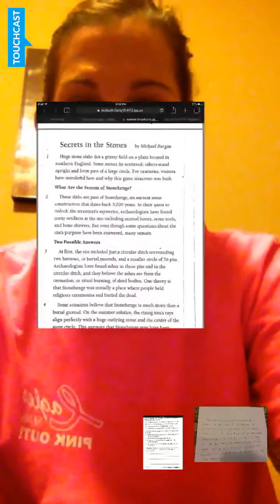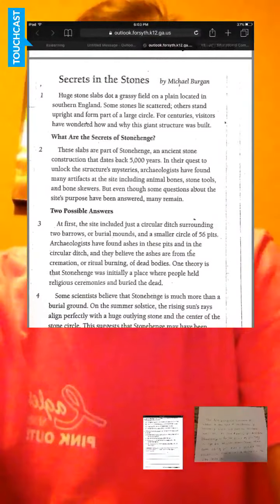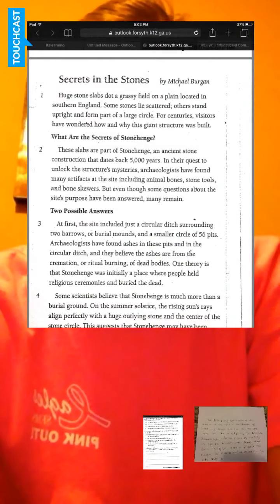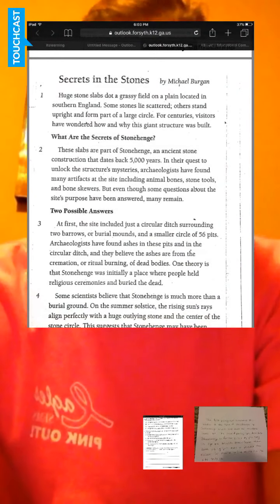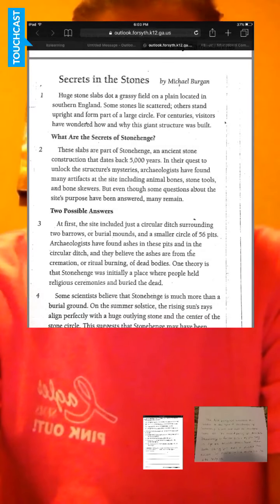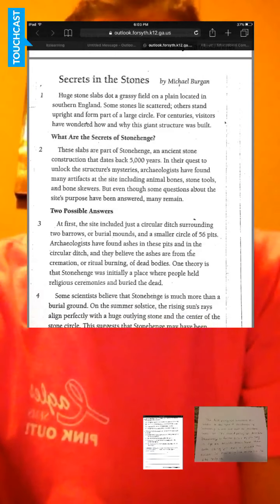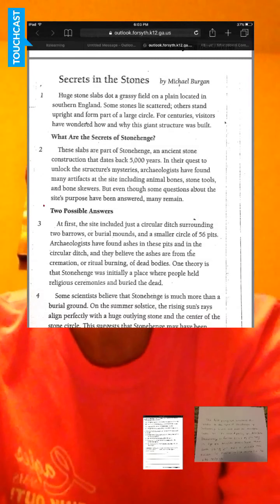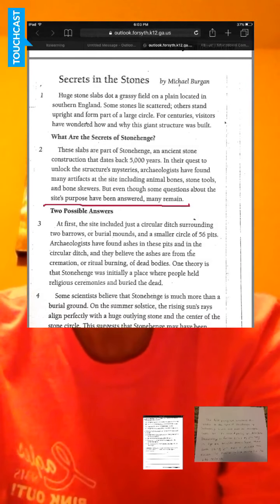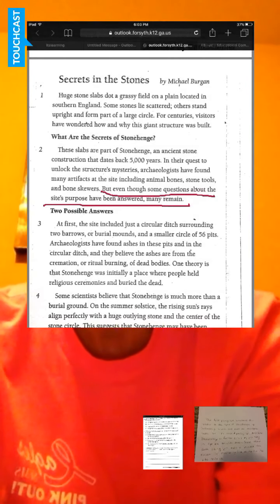So to begin this, I wanted to review the fact that we looked at this particular passage yesterday in class. I'm going to enlarge it on our screen. This was Secrets of the Stones. What we did yesterday in class was answer two multiple choice questions. The first one asked us to identify the purpose of this particular sentence and why the author included it.